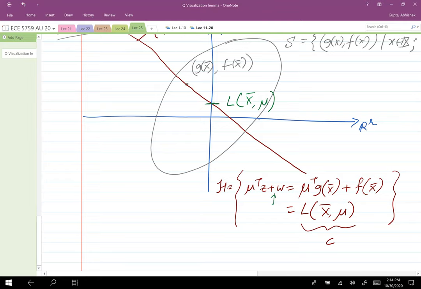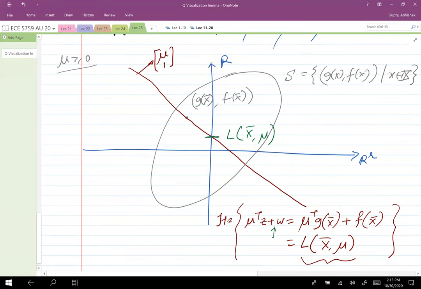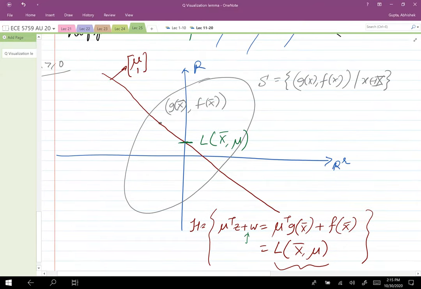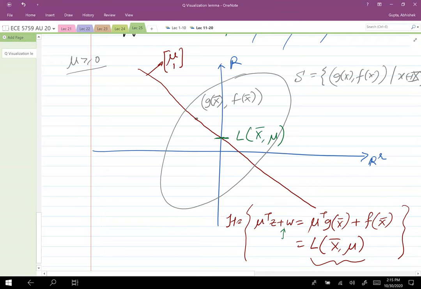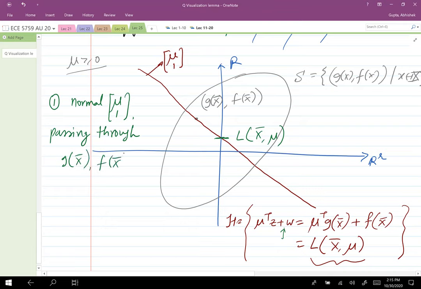So that's the first visualization lemma, which states that, I don't know where I should write it. I wish I had a larger board. So let me write it as visualization lemma part one, which is: normal is mu one, passing through g of x bar, f of x bar, implies y-intercept is equal to L of x bar comma mu. That's the first part of the visualization lemma.